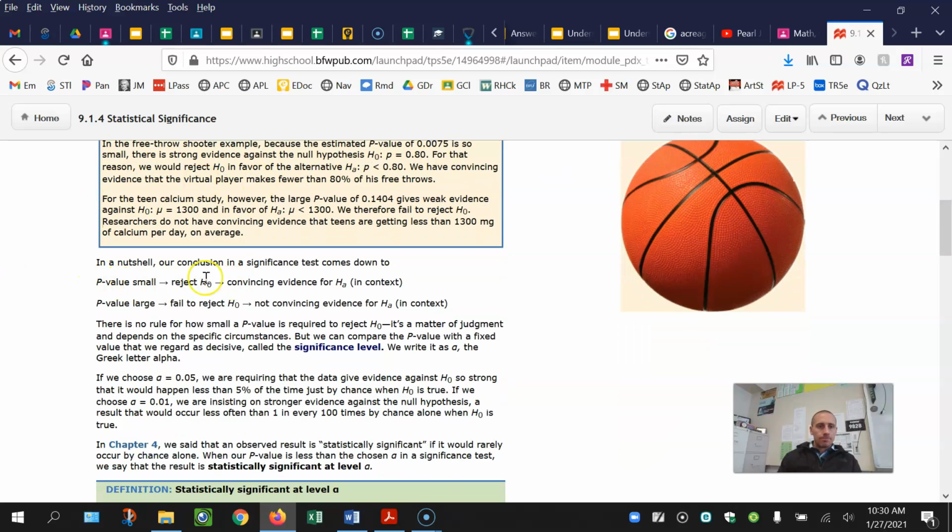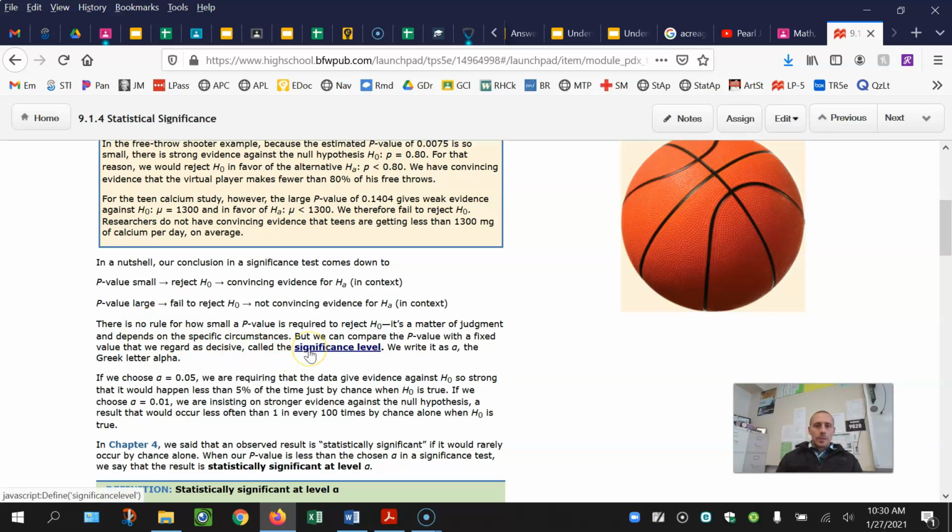So this little mapping is nice. If your p-value is small, and we'll get into what that represents, then we reject the null and we have convincing evidence for the alternative. If the p-value is large, we fail to reject the null and we don't have convincing evidence for the alternative. A large p-value means what happened in the sample is likely due to chance.